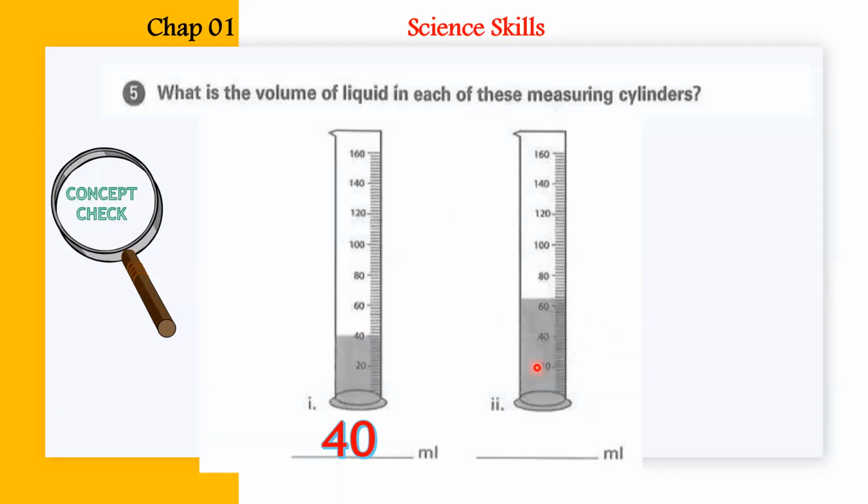Now come towards this one. What is the level of water there? 60 milliliters? Not 60, 60 is below. 62? This is about 64. Because there are 4 lines above 60, so that gives you an idea about 64 milliliters.